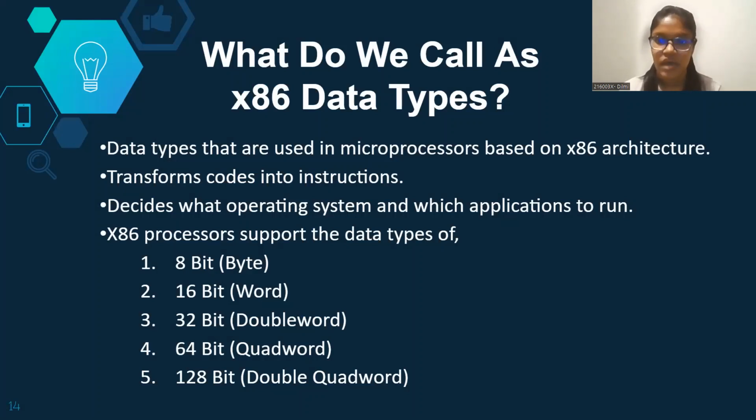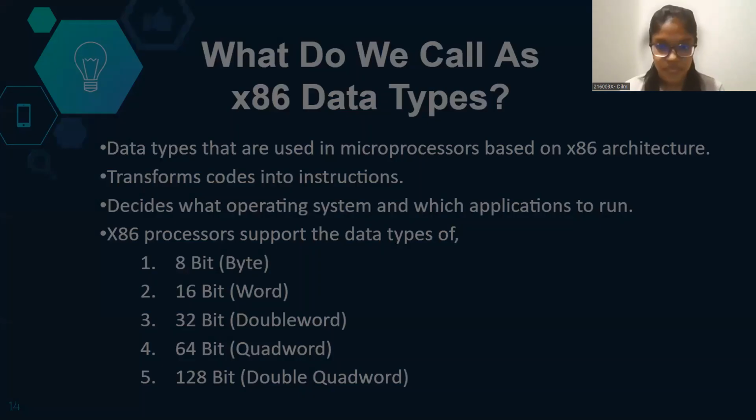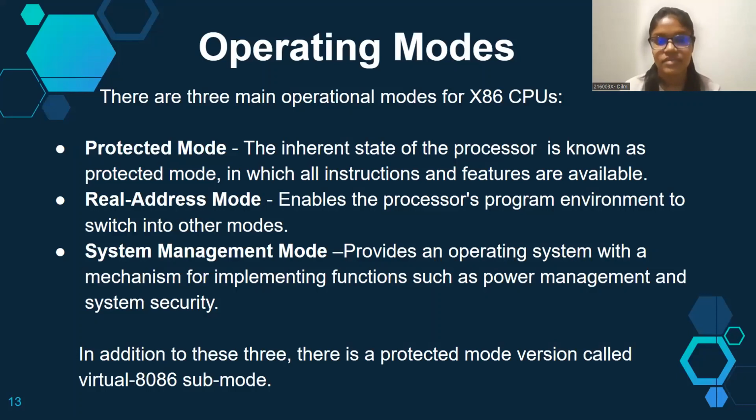In addition to these 3, there is a protected mode version called Virtual 8086 submode. While in this mode, under protected mode, the CPU is able to execute real address programs such as MS-DOS programs in a safe environment. In other words, if an MS-DOS program crashes or attempts to write data into the system memory area, it will not affect other programs running at the same time. So these are the operating modes of x86 architecture.